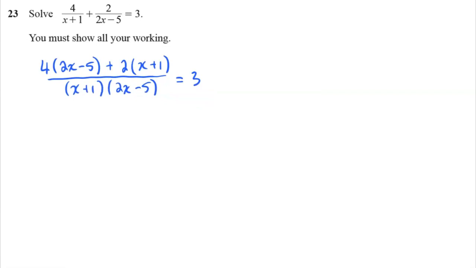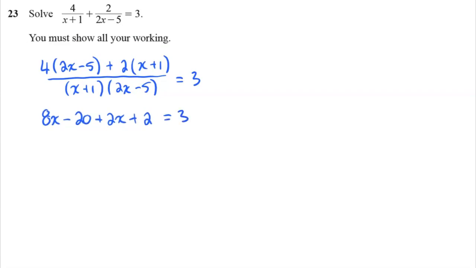And at the same time, let's expand the numerator a little. Let's do 4 times what's inside and 2 times what's inside. Get rid of the brackets. So 4 times 2 gives me 8x, and 4 times 5 is 20. Good job. And then we've got 2 times x is just 2x, and 2 times 1 is 2. On the other side, we have 3.